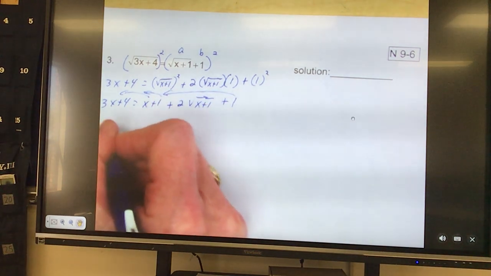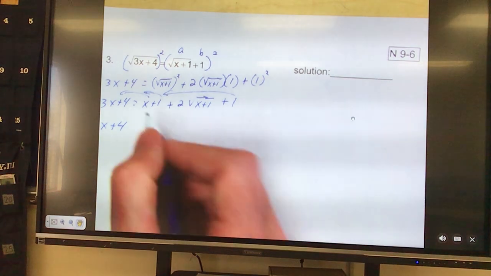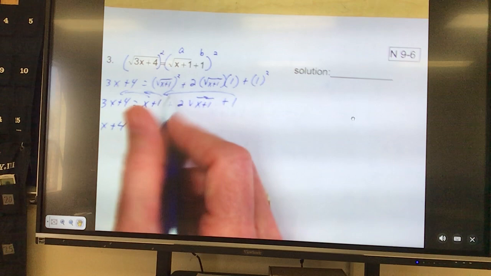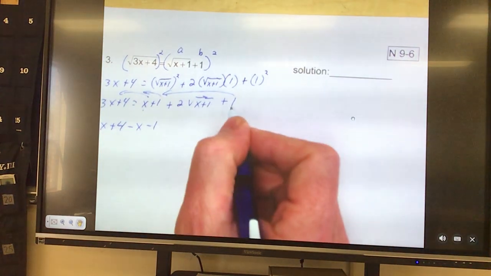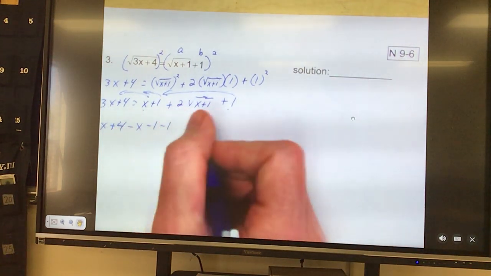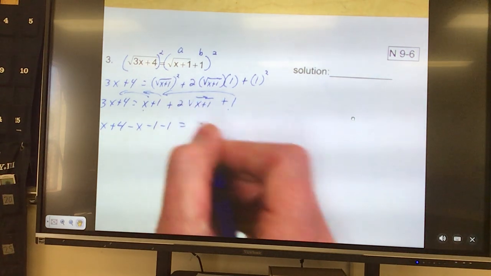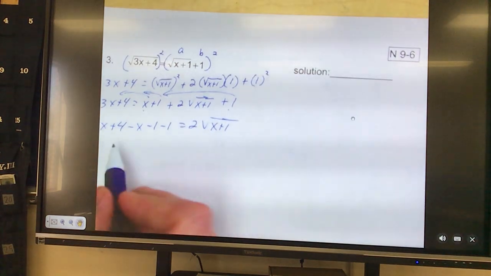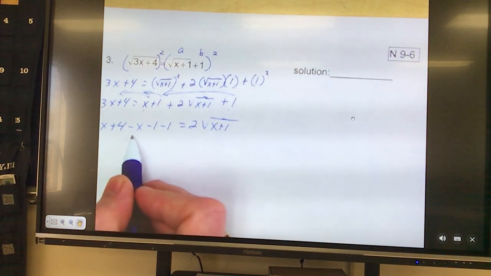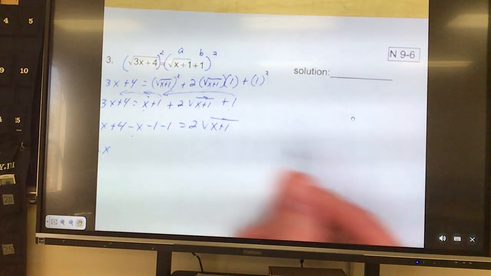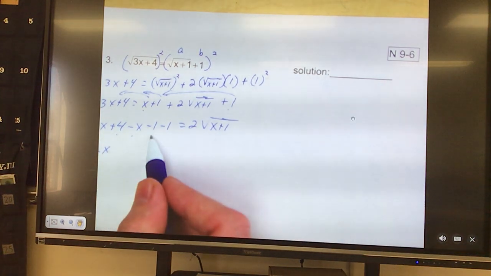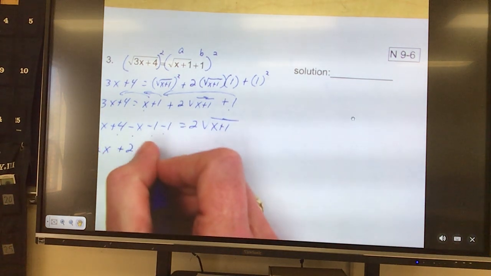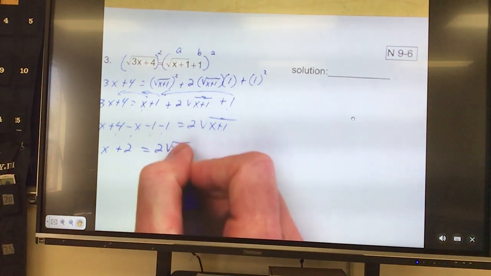So I've got 3x plus 4 that was already there. I brought the x across, became a negative x. I brought the 1 across, became a negative 1. And I brought this 1 across, it became a negative 1. Equals, what was left over? 2 square root x plus 1. Clean up our like terms. 3x minus x is 2x. 4 minus 1 is 3, minus 1 is 2. Equals 2 times square root x plus 1.